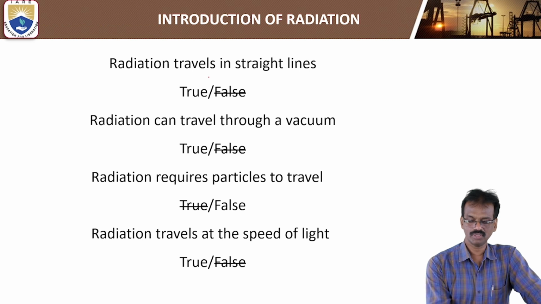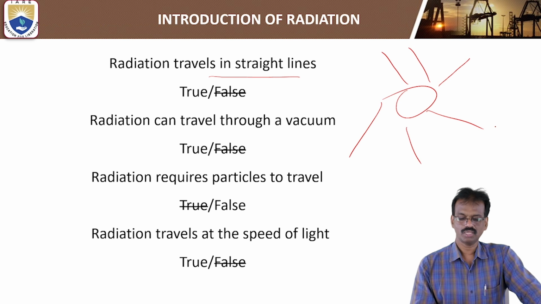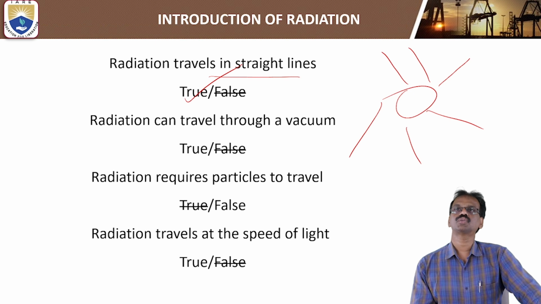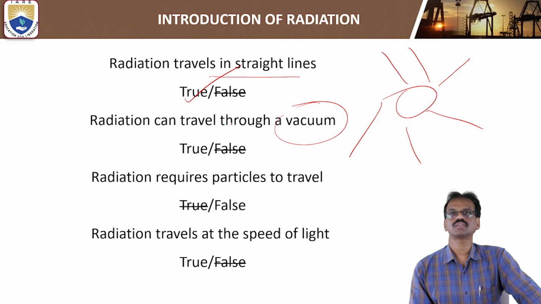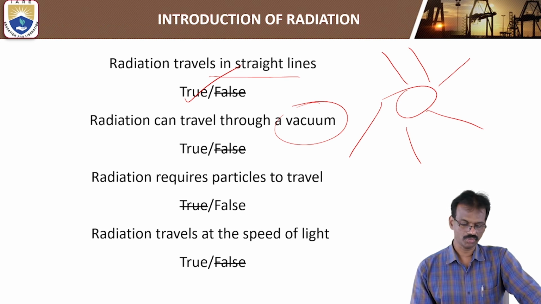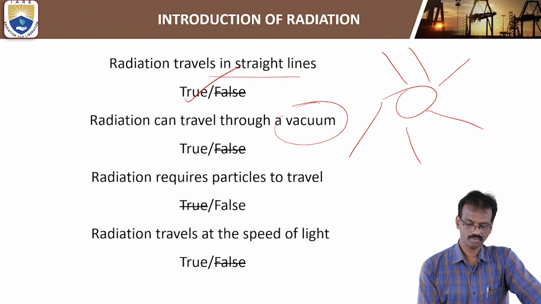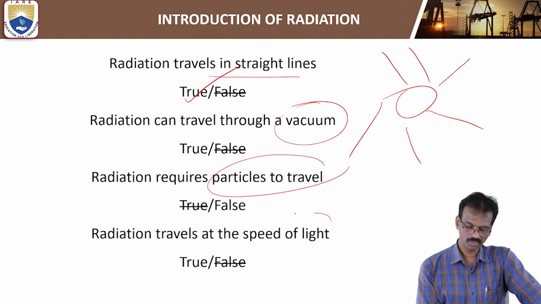Radiation travels in straight lines. If it is the sun, radiation moves in all directions. Radiation can travel through vacuum; no need of any medium. Radiation requires particles to travel: this is false, because for radiation there is no need of any particles or particle movements. Radiation travels at the speed of light.